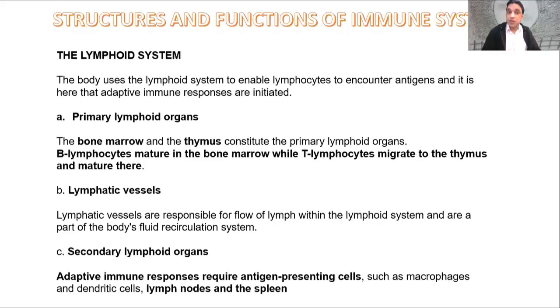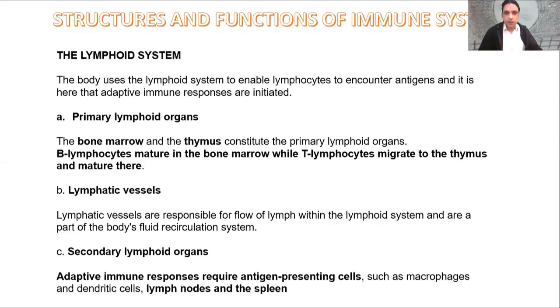The B lymphocytes mature in the bone marrow, while T lymphocytes, after they have been generated in the bone marrow, transfer to the thymus and mature over there. That's the little difference between them. Both of them are generated within the bone marrow, but B cells not only are produced in the bone marrow, they also get matured there. On the other hand, T cells are born in the bone marrow, and after that they mature when they reach the thymus, and that is why they are called T lymphocytes.